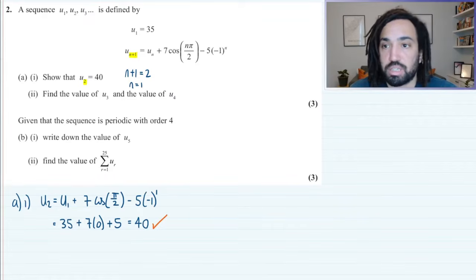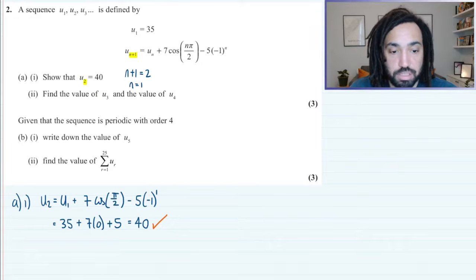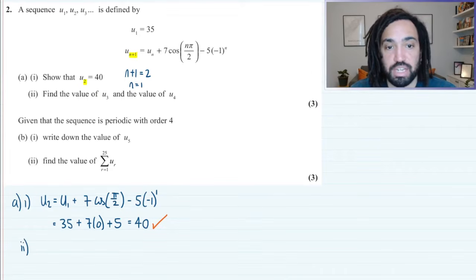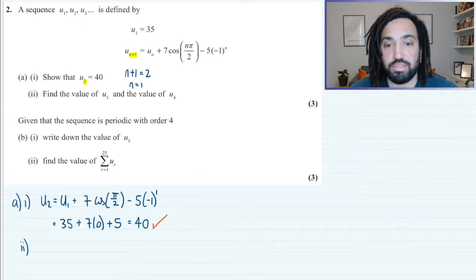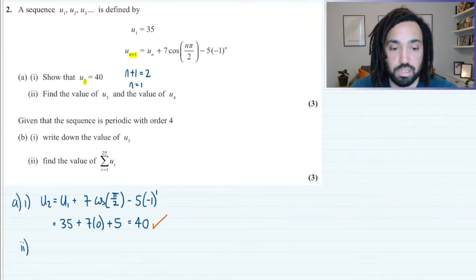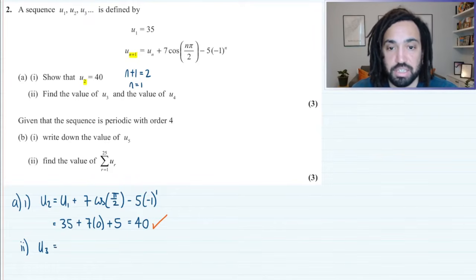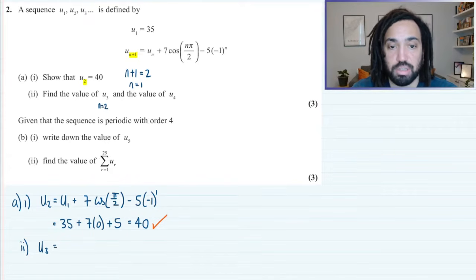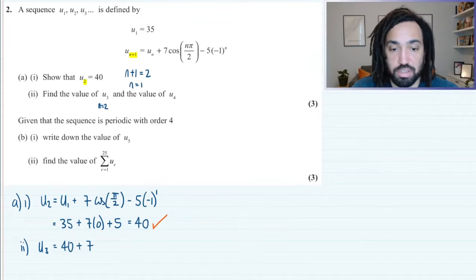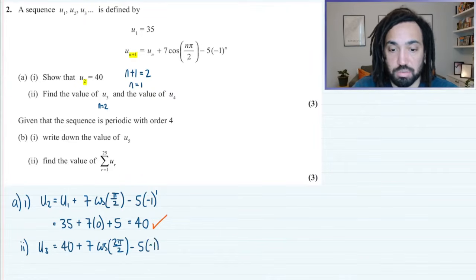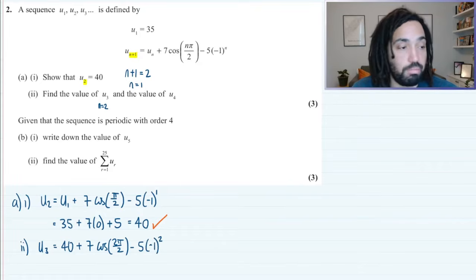Brilliant. Okay, part 2. Find the value of u3 and the value of u4. Okay, so u3, we're going to do exactly the same thing. This time n is going to equal 2. So we're going to do u2, which we know is 40, plus 7 lots of cos 2 pi over 2 minus 5 lots of minus 1 to the power of 2.